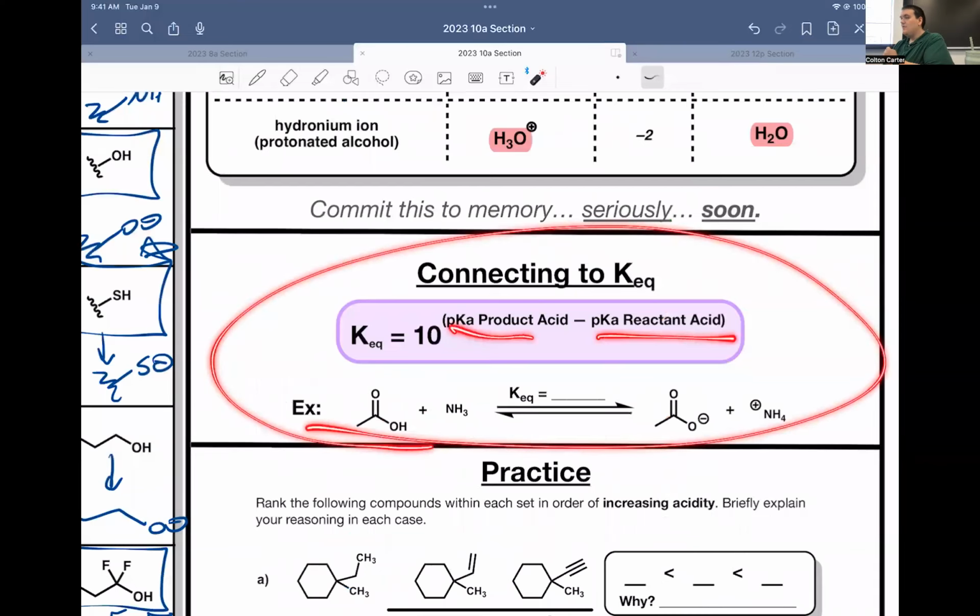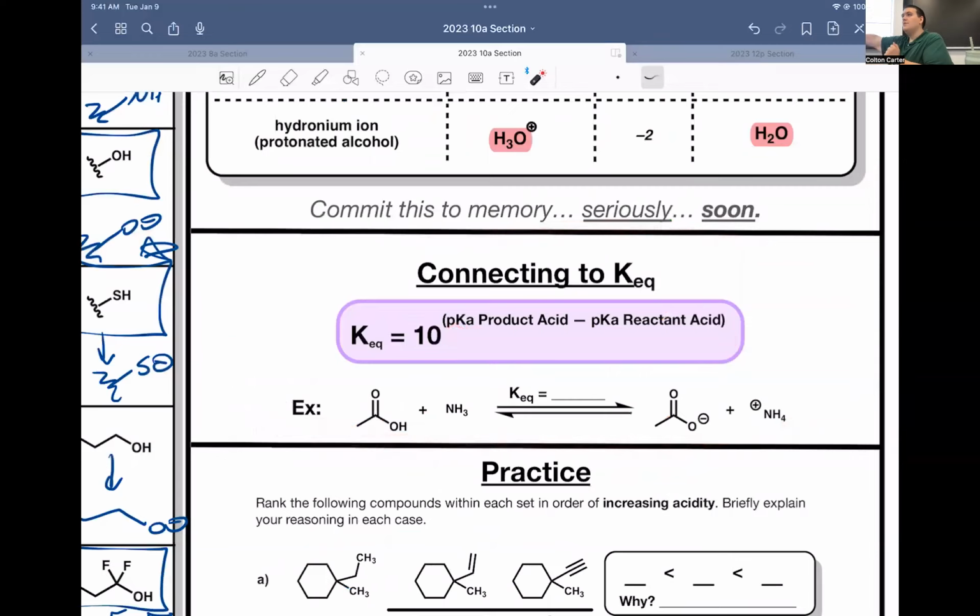If we have pKa's, we can connect this to KEQ. So KEQ was the thing that told us whether a reaction was product favored and going forward or backwards. So what values of KEQ meant the reaction was product favored? If it was greater than what? 1. And if it was less than 1, it was reactant favored, right? The backwards reaction. So what we can do with an acid base is use this formula.